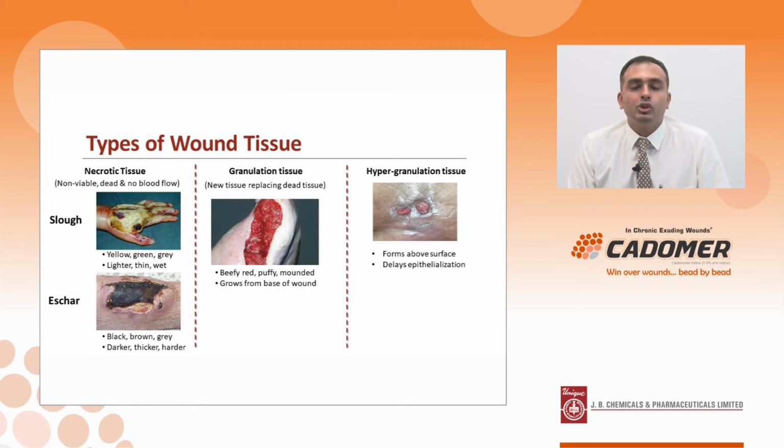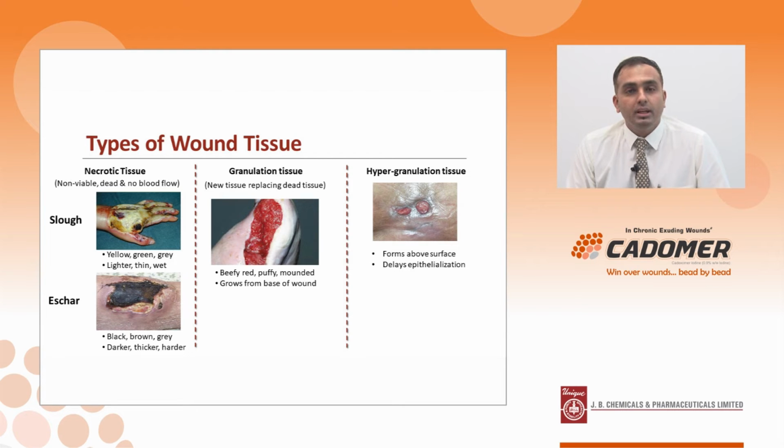The reason it is called granulation tissue is that, if you look at the diagram, there are a number of regions which are raised above the surrounding fleshy tissue. Because there are several bumps and it is wavy in shape, it is called granulation tissue. Now, there is a third type of tissue, which is called hypergranulation tissue.